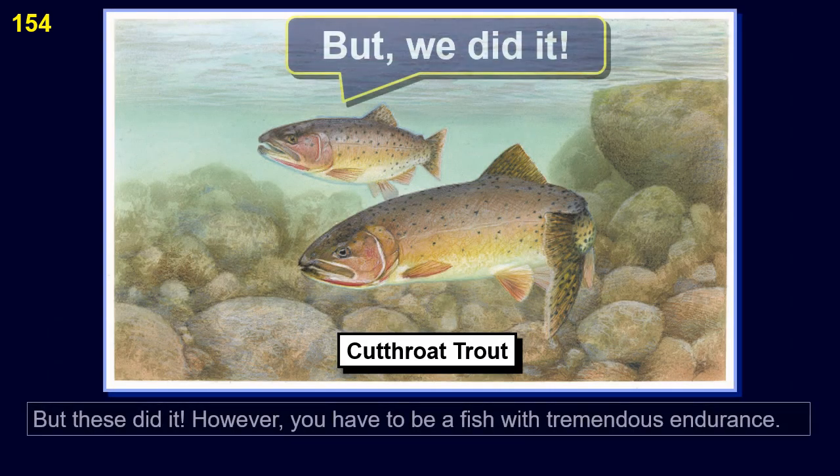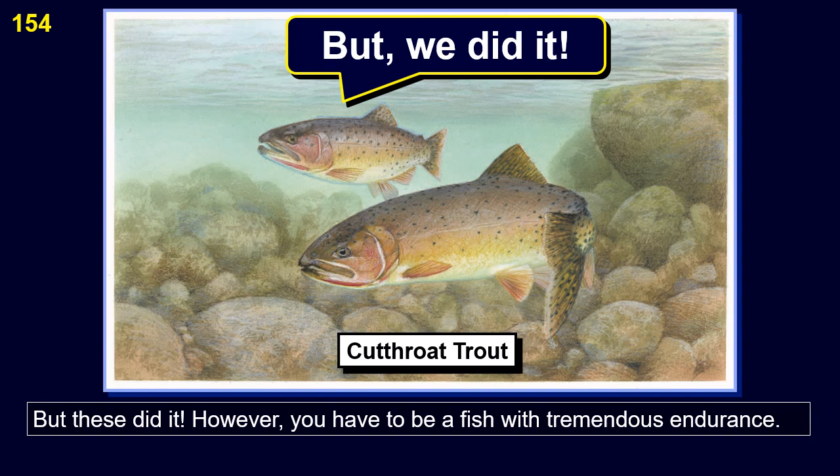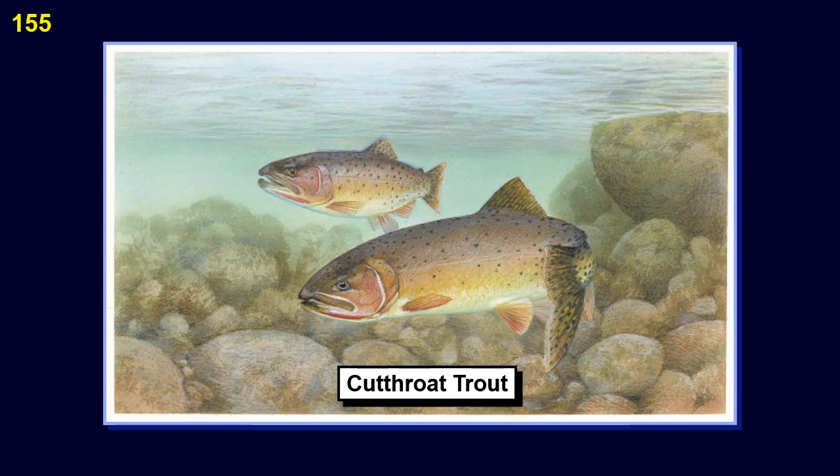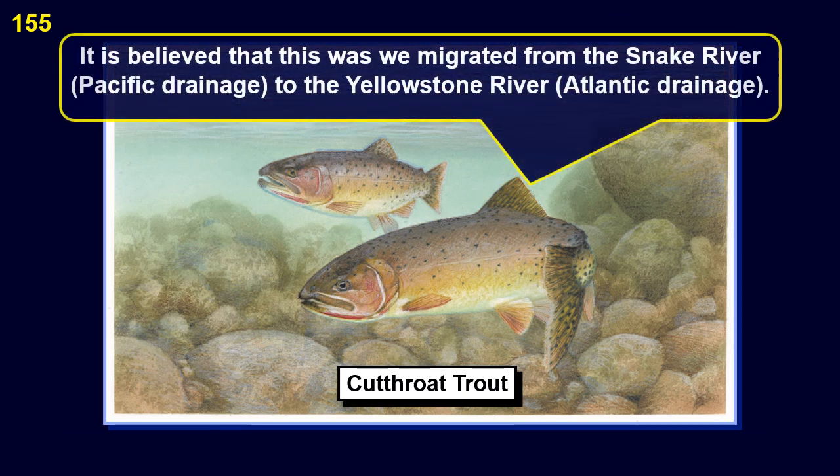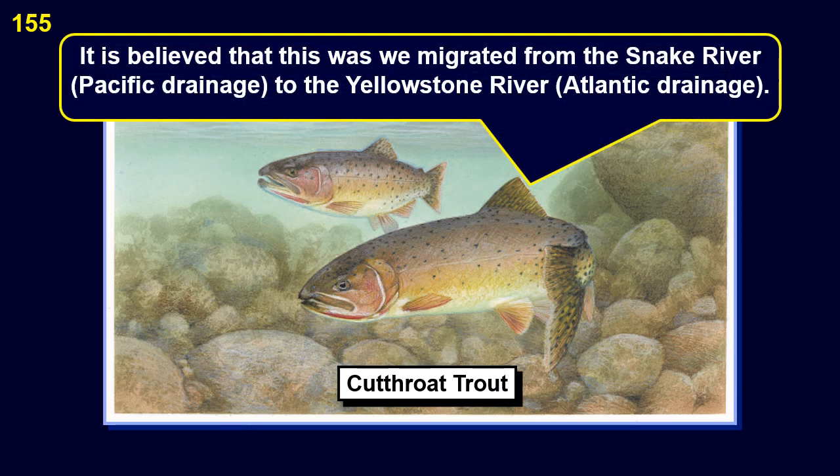But these did it. However, you have to be a fish with tremendous endurance. This was believed to be how the cutthroat trout migrated from the Snake River on the Pacific drainage to the Yellowstone River on the Atlantic drainage.